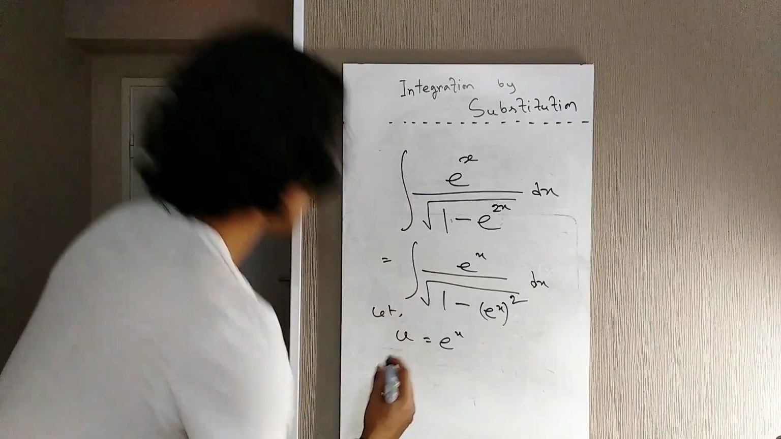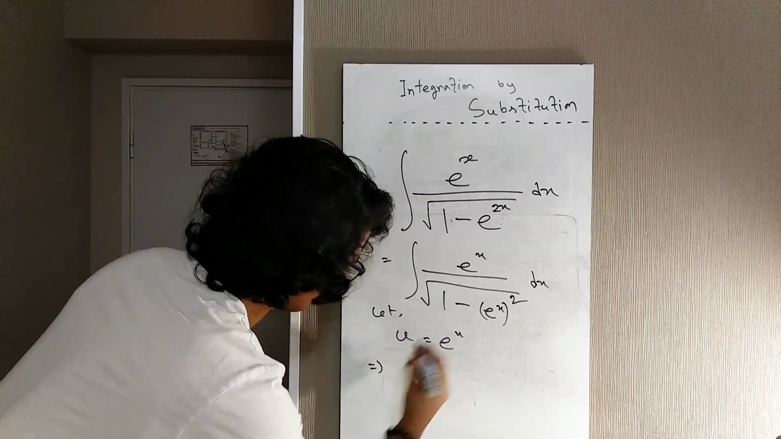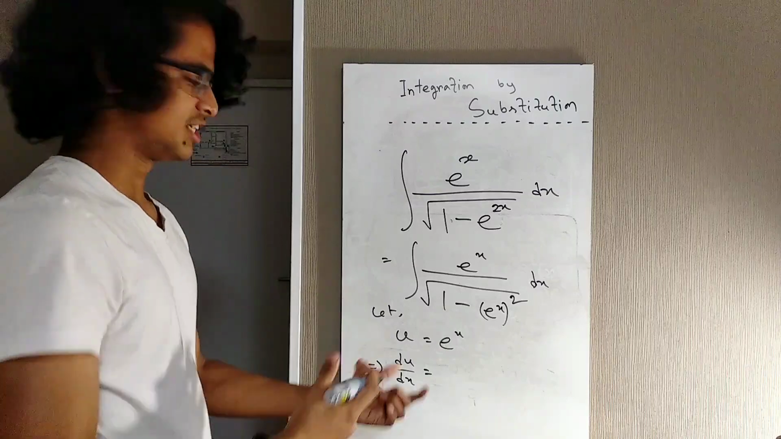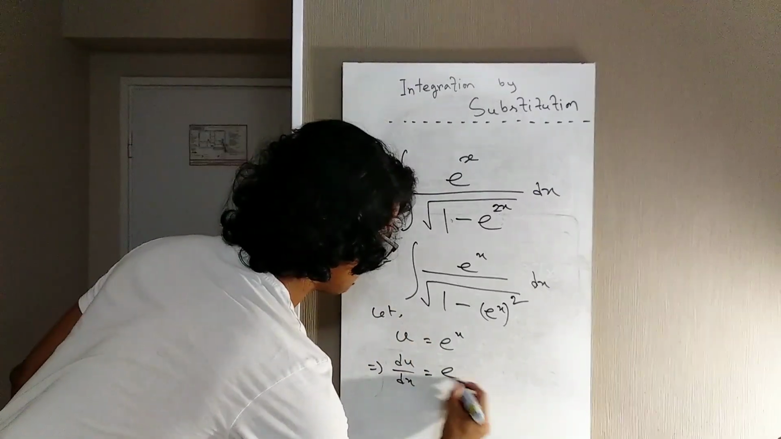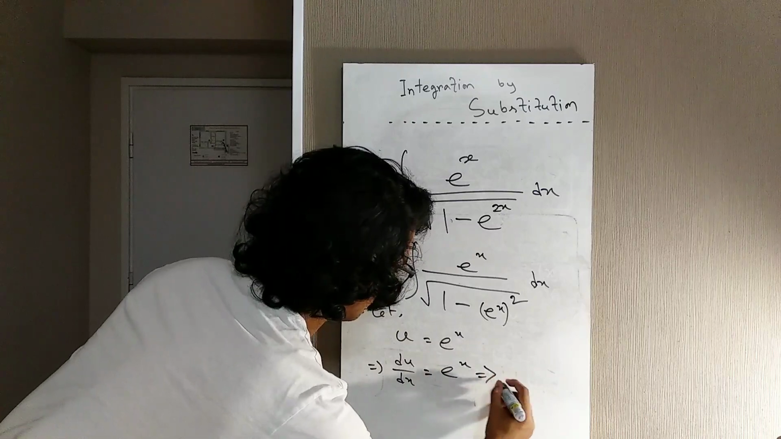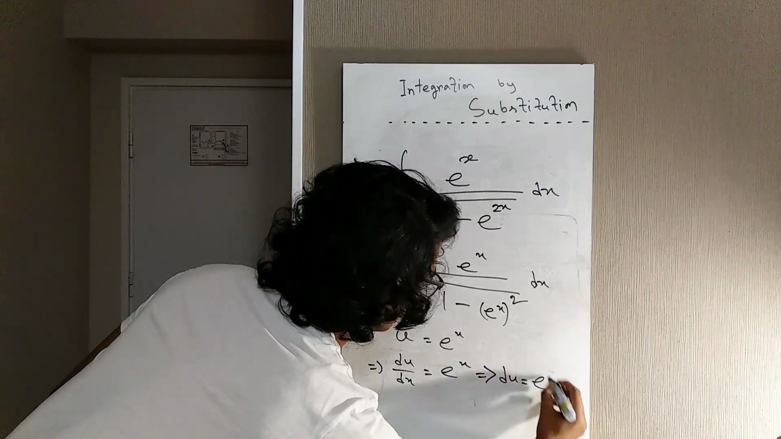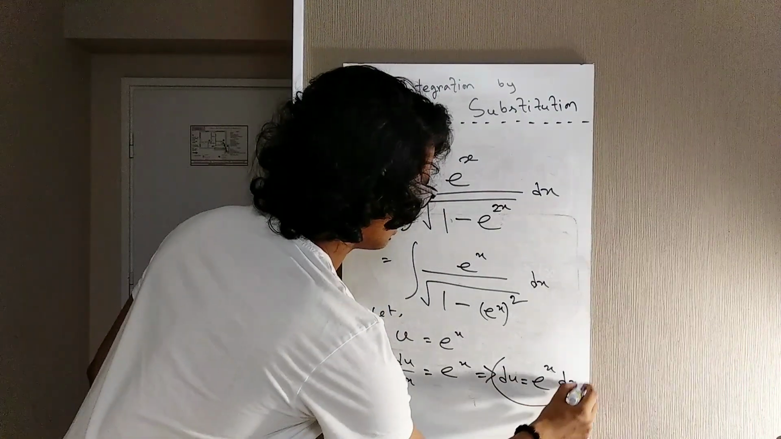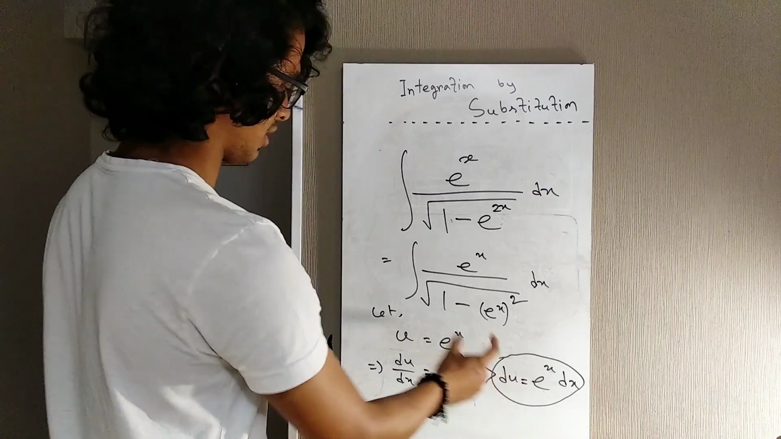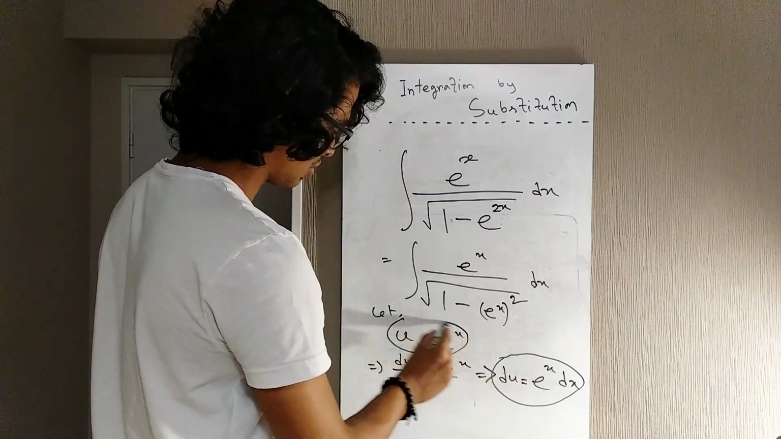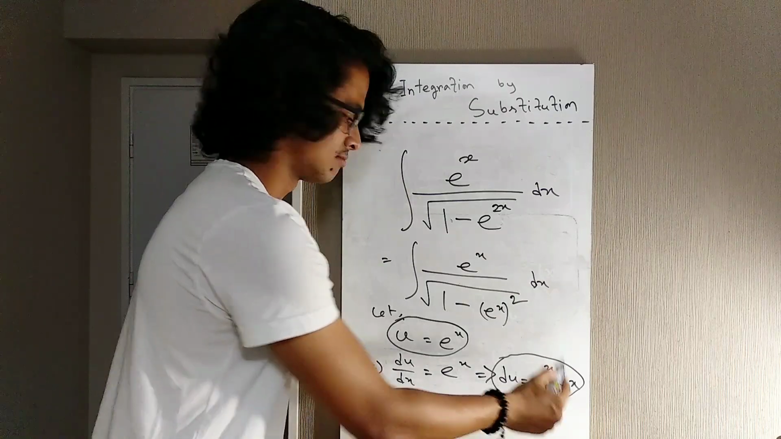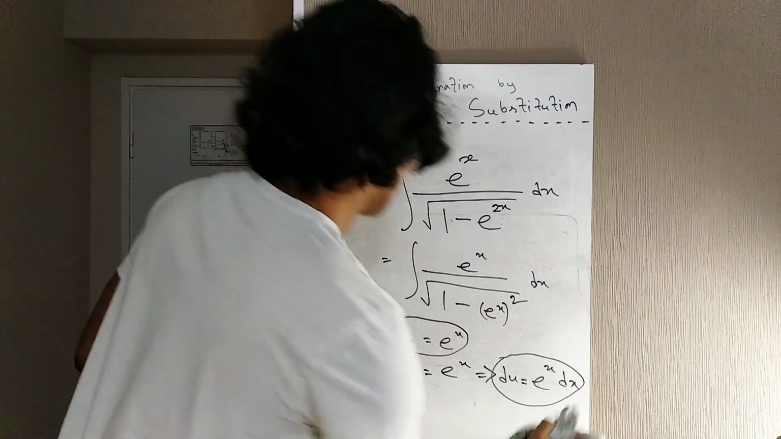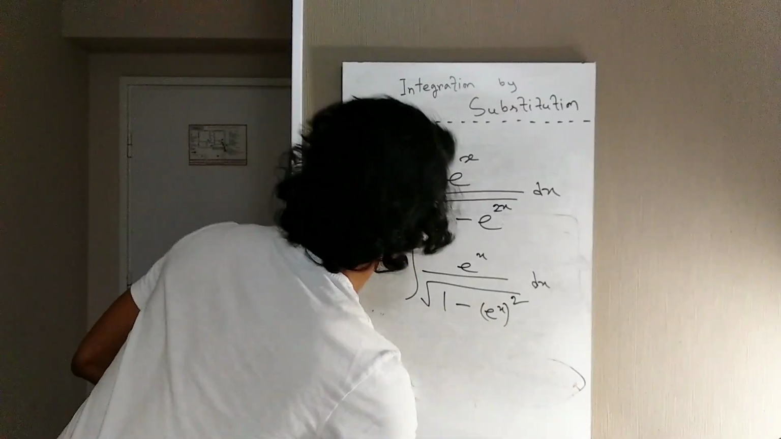If u is e power x, then what will be du? Well, we're going to take a derivative. We'll have du dx, and we know the derivative of e power x is always e power x. So then we have du equal to e power x multiplied by dx. So now we have u equal to e power x, and du equal to e power x multiplied by dx. So I'm going to substitute this back into the original integral, and let's see what we have.